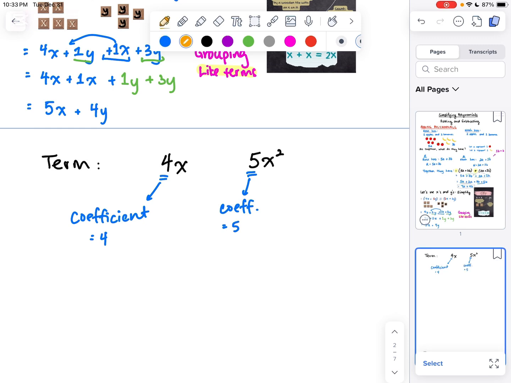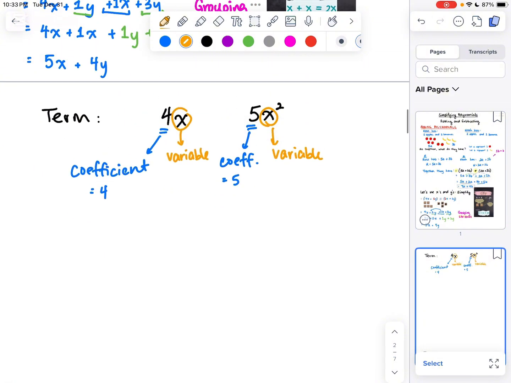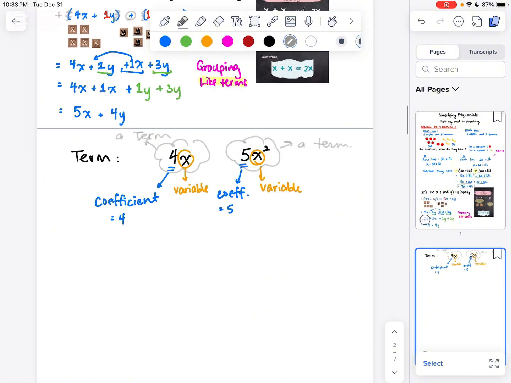And then this letter is my variable. Now sometimes our variables can also have exponents attached to them, but this entire unit is what we would call a term. Same thing with this. This whole unit is what we would call a term. So how do we know if something is a like term or not? Well, a like term would have to have the same variable or variable exponent combination.